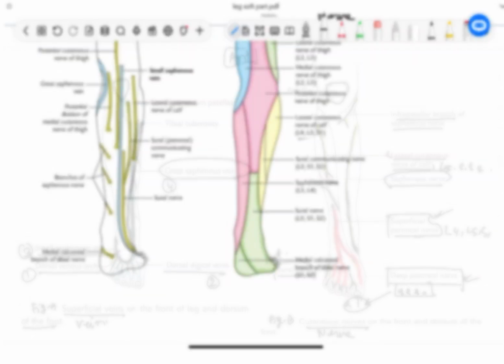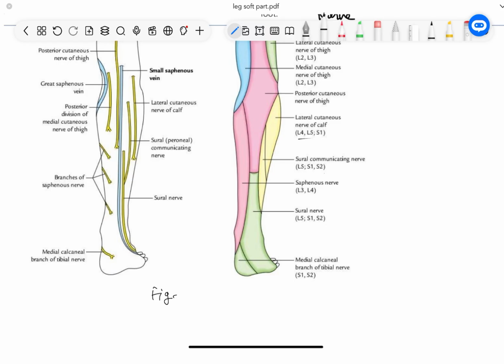Let's see. On screen you can see there is a figure showing vein and nerve. First, I will talk about the vein. So, I am changing the color. You can see there is a vein starting from the lateral end of the dorsal venous arch, behind the lateral malleolus, and it starts to ascend through the middle of the posterior aspect of the leg.